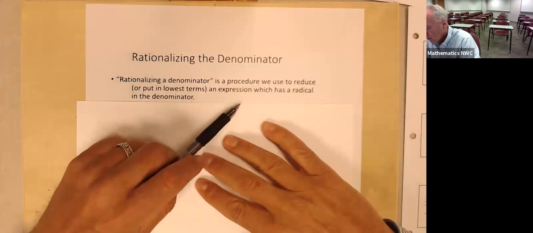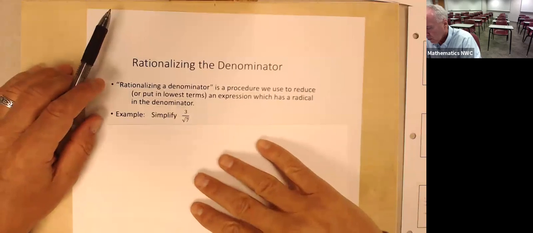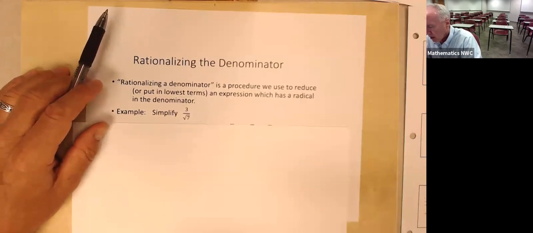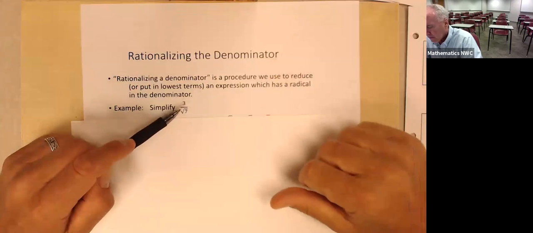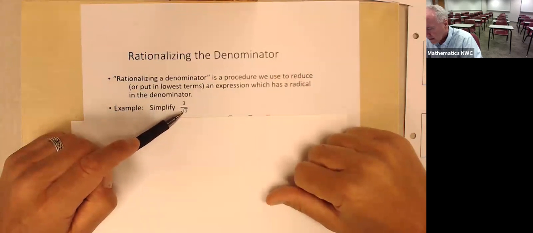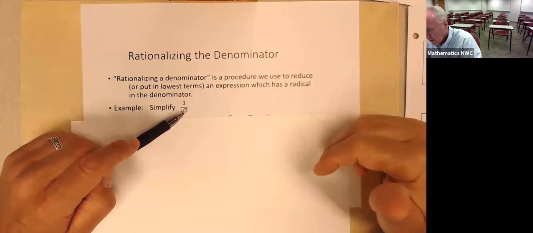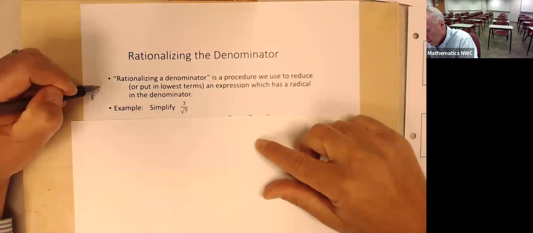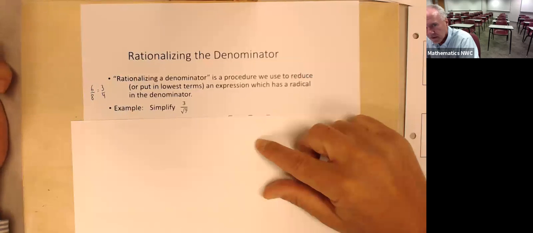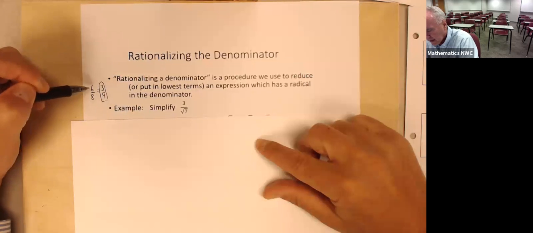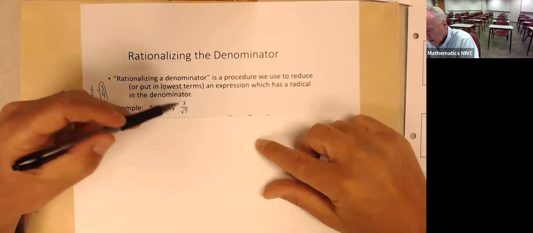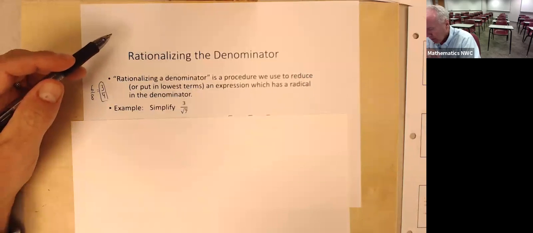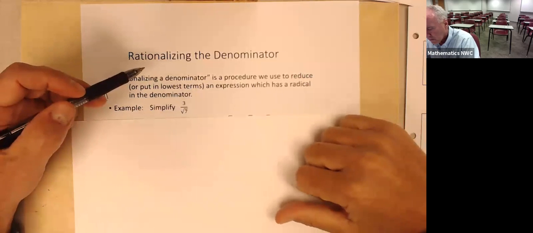It's when I have a radical in the denominator. For example, this one right here. I have a square root in the denominator and it's considered improper to leave it in that form. It would be considered unreduced. It would be kind of like leaving a fraction 6/8 instead of reducing it down to 3/4. This is considered the correct answer. This one is an unreduced answer. Well, if I leave a radical in the denominator, I have basically an unreduced fraction.